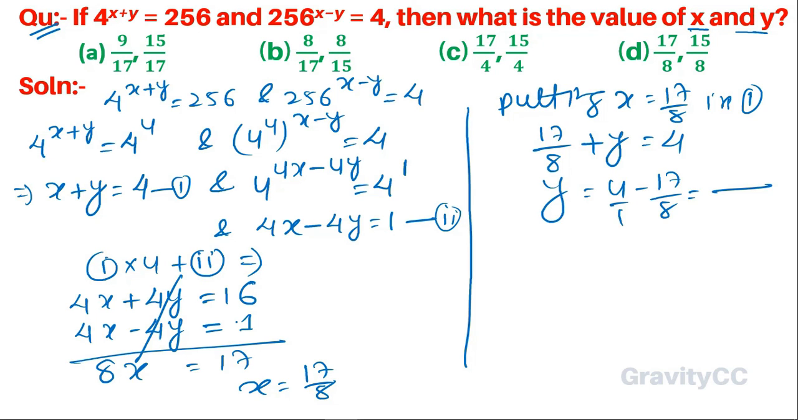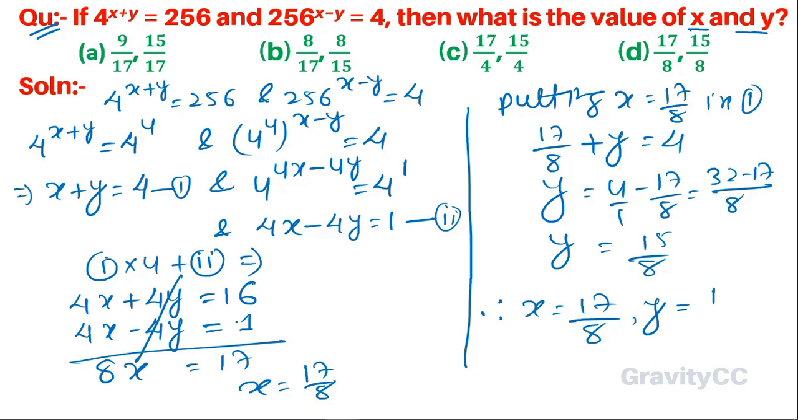So here we take the LCM, so this is 32 minus 17. So y is equal to 15/8. So therefore x equal to 17/8 and y equal to 15/8. Answer. So option D is the correct answer.